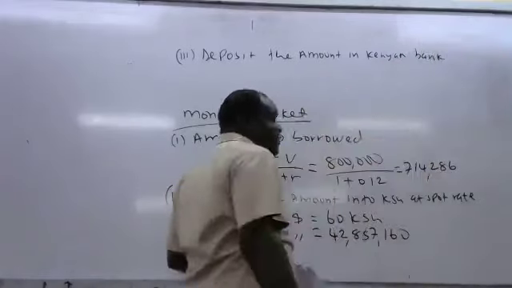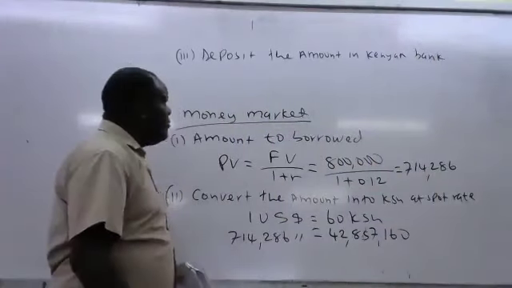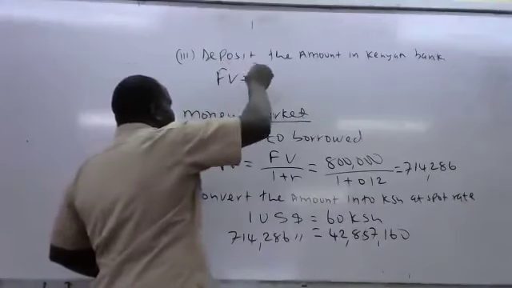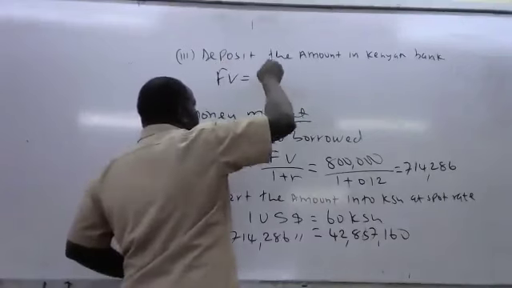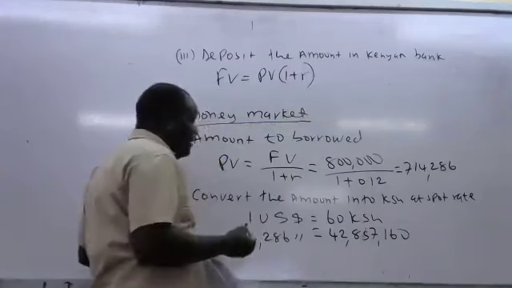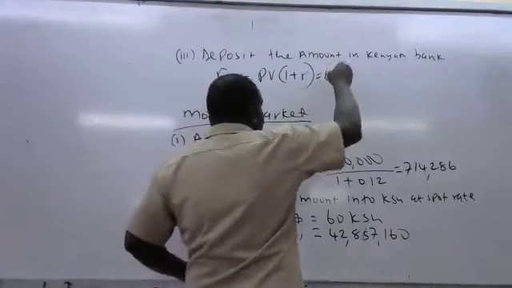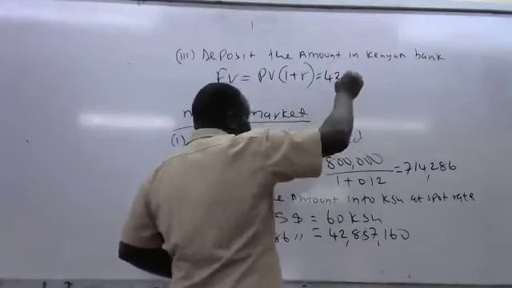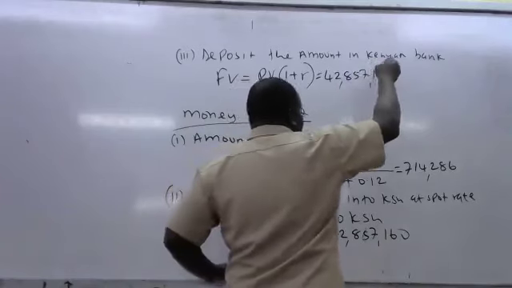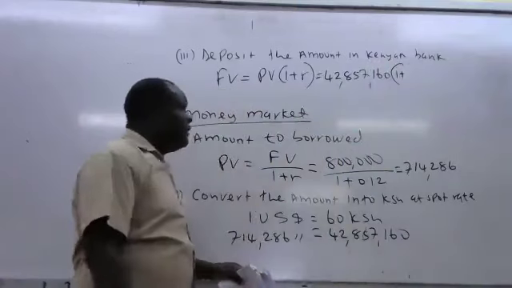So when you deposit that amount in the Kenyan bank for 1 year, you want to get the future value of that money. So the future value will be the present value times (1 + R). The present value is the 42,857,160, the amount you have deposited in the Kenyan bank.